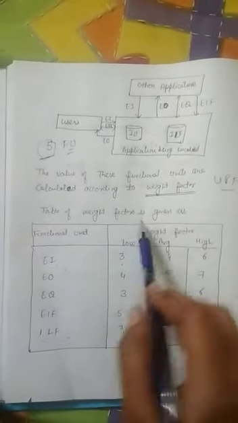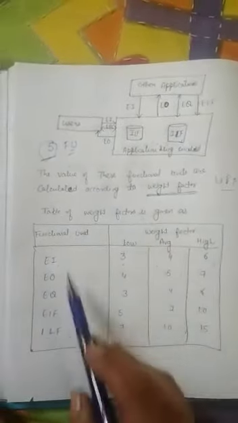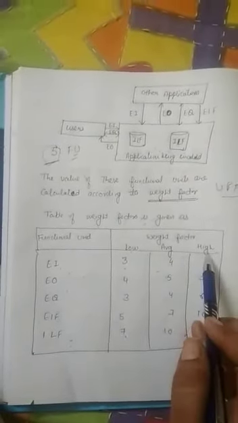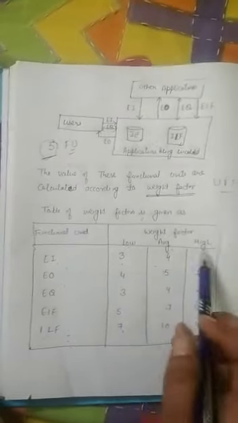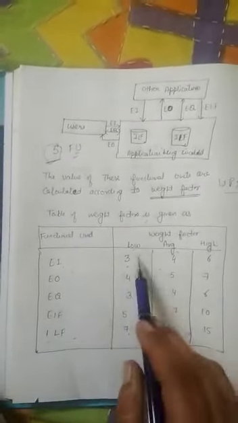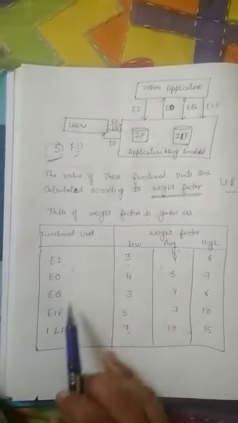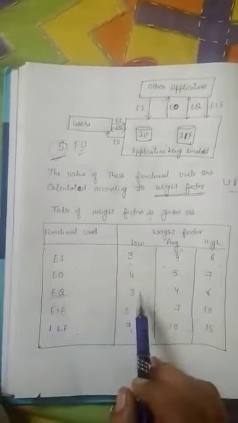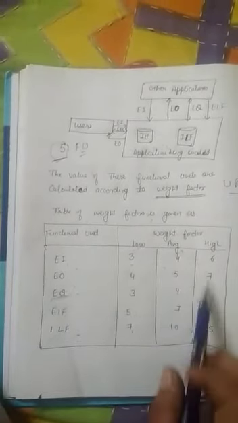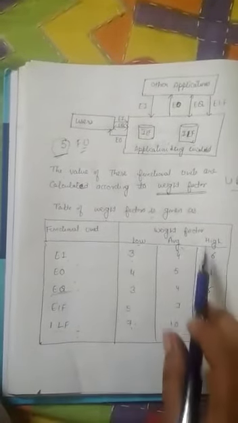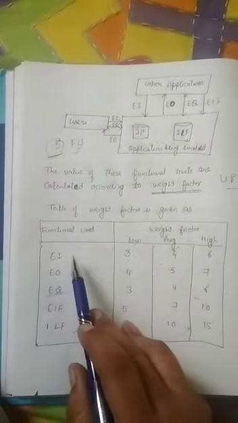Now the weight factor is given in a table form, and this table includes the weight factor according to 3 categorizations: low, average and high. Each functional unit has different values for low weight factor, average weight factor or high weight factor. For example, external inquiries have 3 for low, 4 for average and 6 for high, and ILF has 7 for low, 10 for average and 15 for high. These are fixed or standardized values for weight factor in context with functional units.